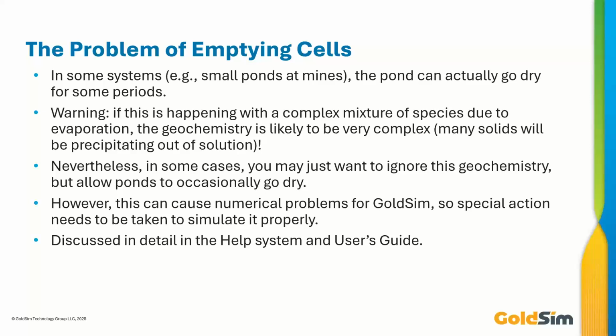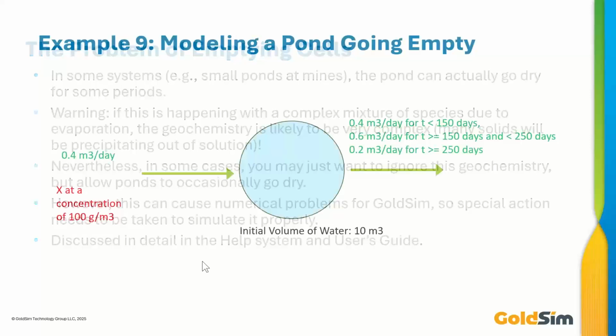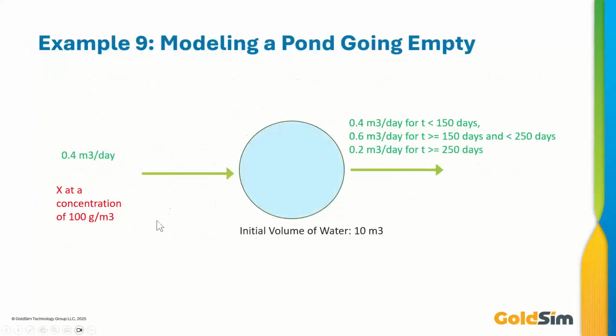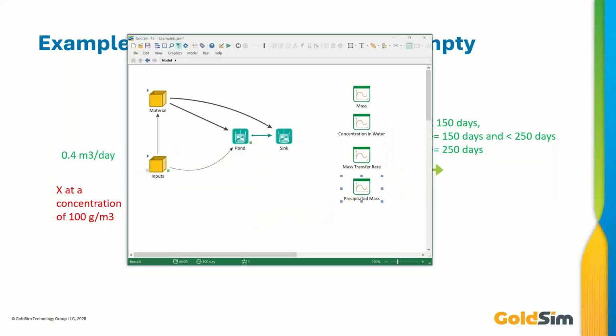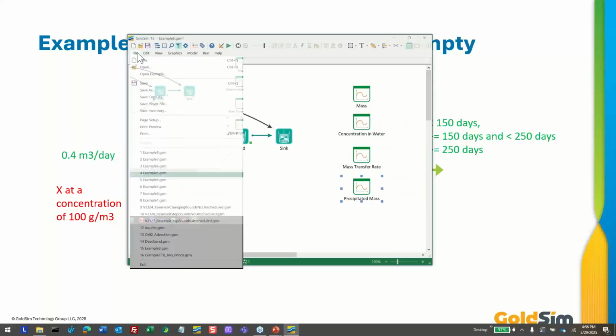We just say we want to model a system and not worry about that complex geochemistry, where my ponds occasionally go dry. So to do that, I'm just going to build this little model. It's a single pond again. It's got water coming in at a constant rate, at a constant concentration. But I'm going to vary how much water goes out, right? So it leaves at the same rate it comes in initially, and then it leaves at a higher rate, and then it leaves at a lower rate. The reason I'm doing this is that this pond is going to go dry and then fill back up, all right? And let's just see what happens when we do that.